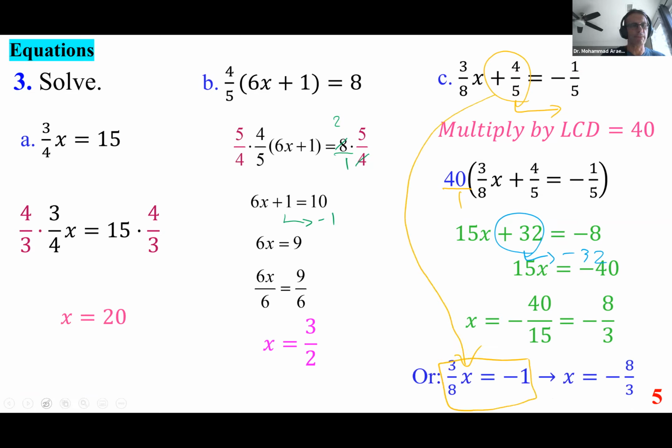So if I put the 2x on this side, x minus 2x becomes minus x. -5 goes to the other side with 3 gives us 8. They give us negative x. And x becomes negative 8.